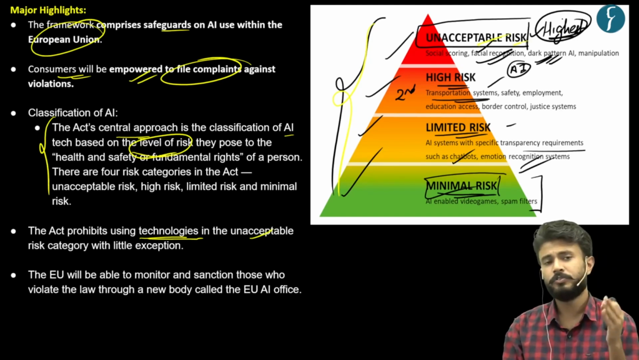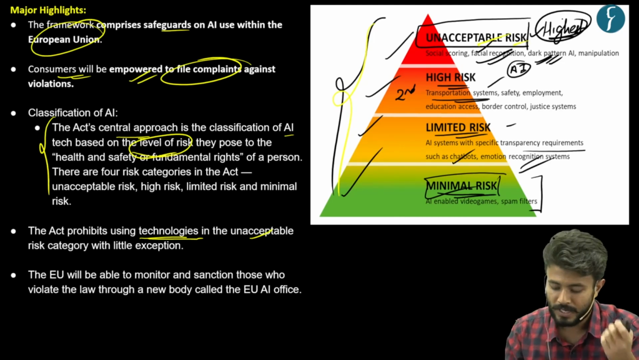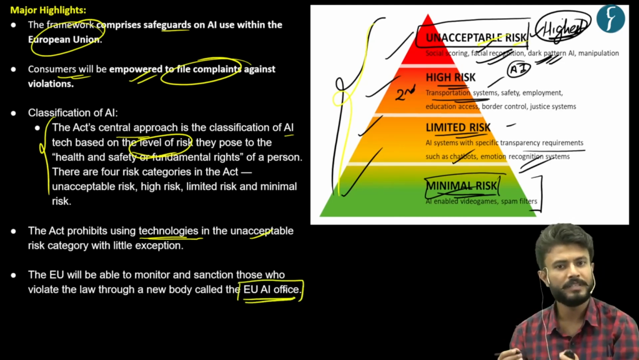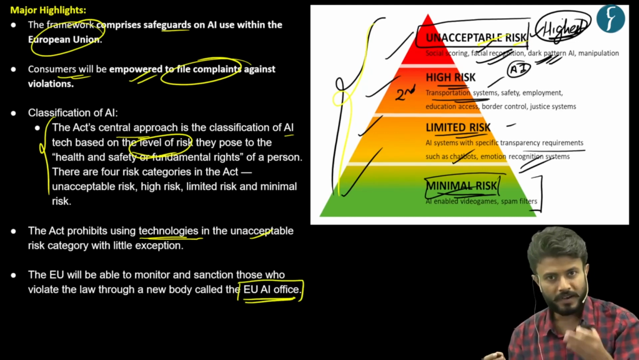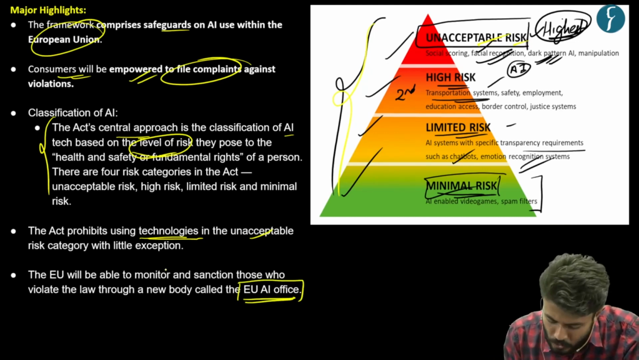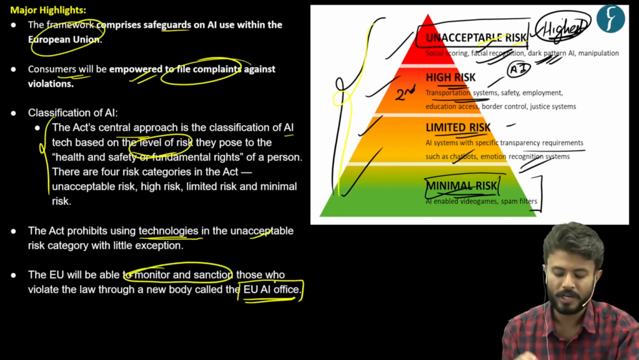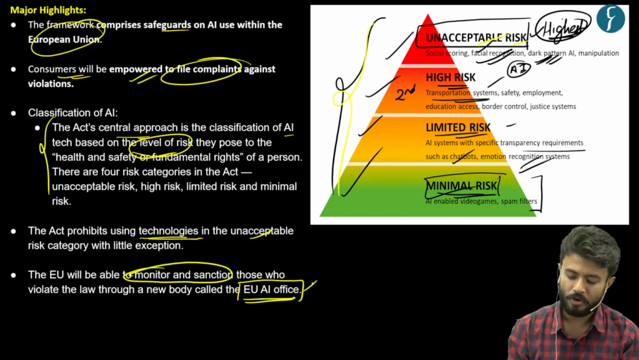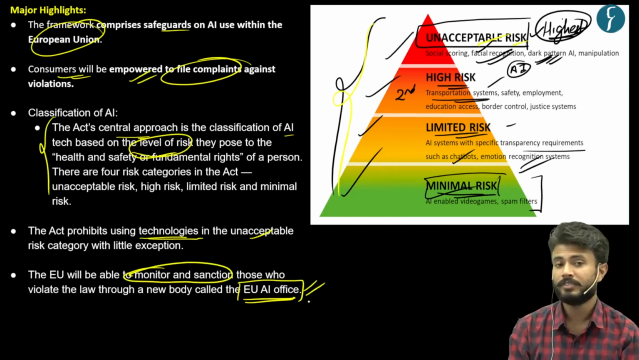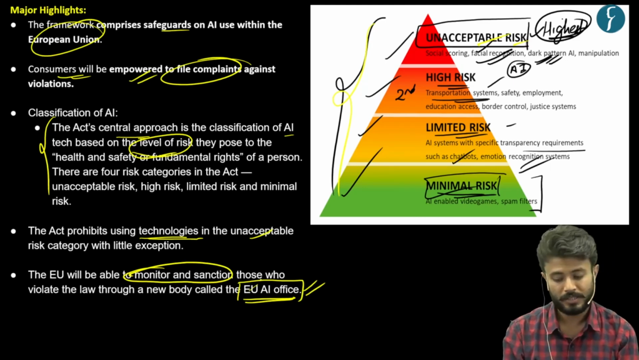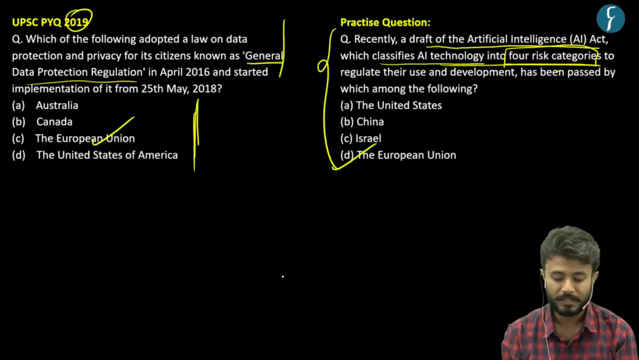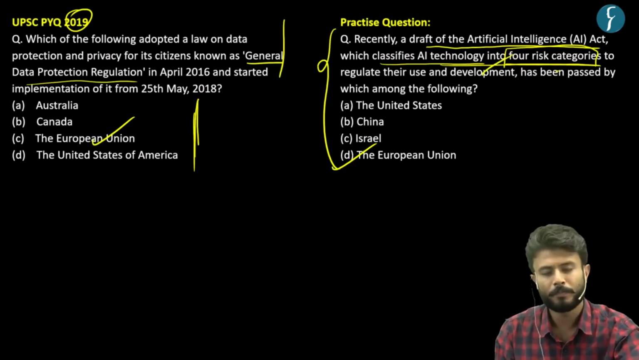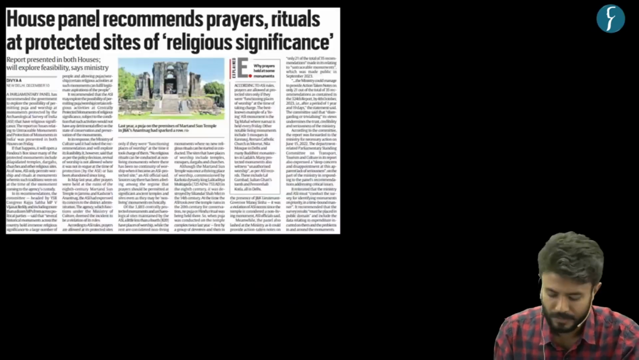And then there is also one body to be set up, which will be known as the EU AI Office, the European Union Artificial Intelligence Office. The function of this would be to monitor and sanction those who violate the law. So again, the question: the AI Office is in the context of which region? European Union. Under which act? Under the Artificial Intelligence Act. Small topic, but important topic.